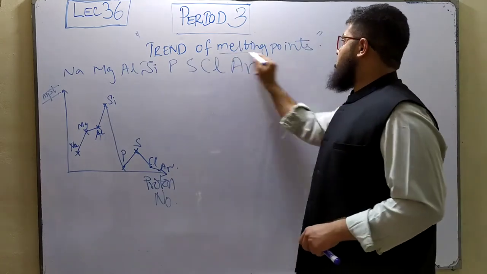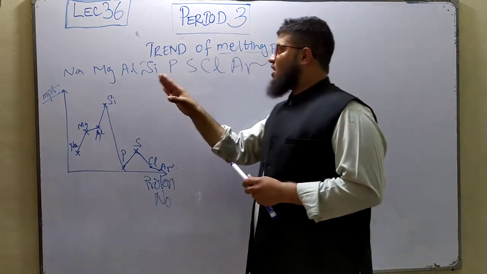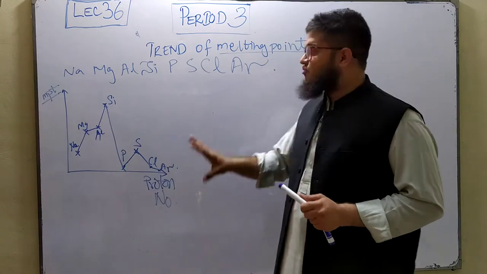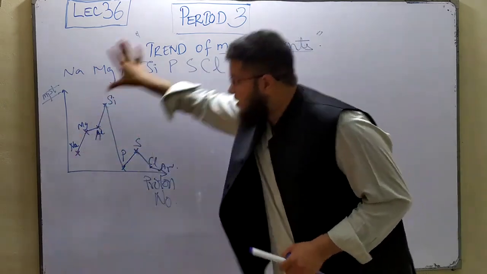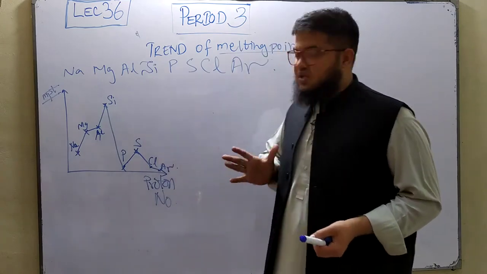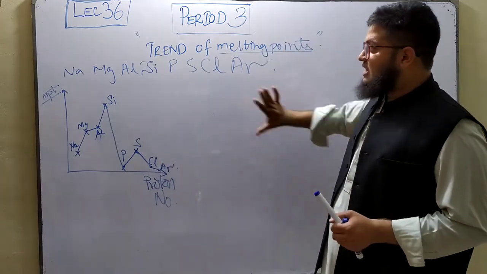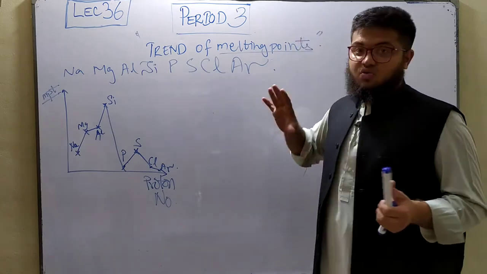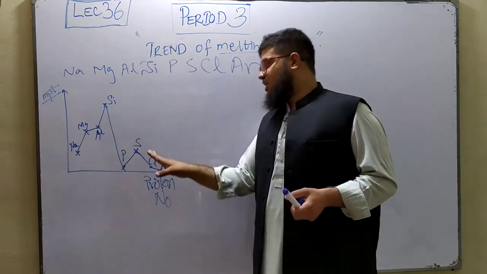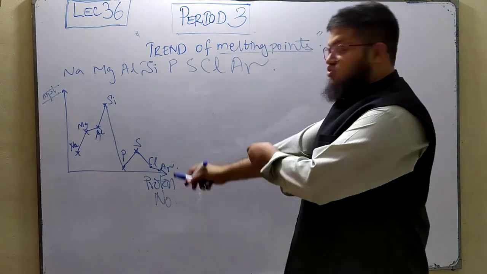Now we are going to talk about a very important section of period 3, that is the trend of melting points of all these elements. This is a very high yield topic, because from this diagram alone you can find like 5 questions, just on this board. This is that important, and not 1 mark questions, rather 3 to 4 mark questions. So this is going to be a very important discussion, so let's begin.